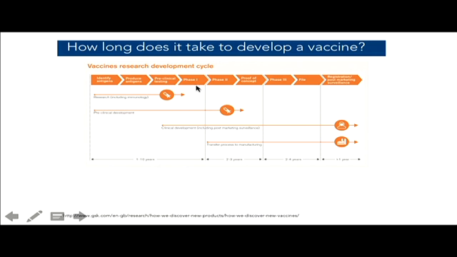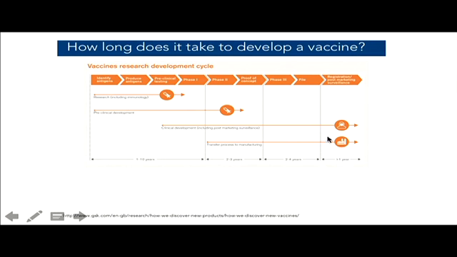Most vaccines never get beyond phase 1. In fact, most vaccines never get to a person. Most vaccines never get to phase 1 testing. Phase 2, about 40% of vaccines fail at phase 2. They don't go any further.